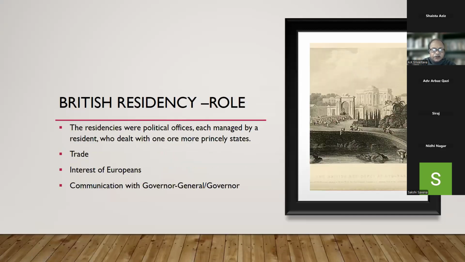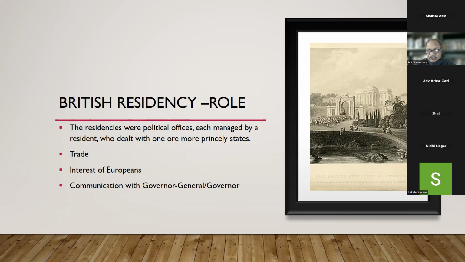What was the function of residency? What was the role? And you can see a picture here. The picture is of Hyderabad residency. Hyderabad, along with Awadh, was one of the earlier residencies. So the residencies were basically political offices which the British East India Company established at a number of places with which they had a subsidiary alliance.